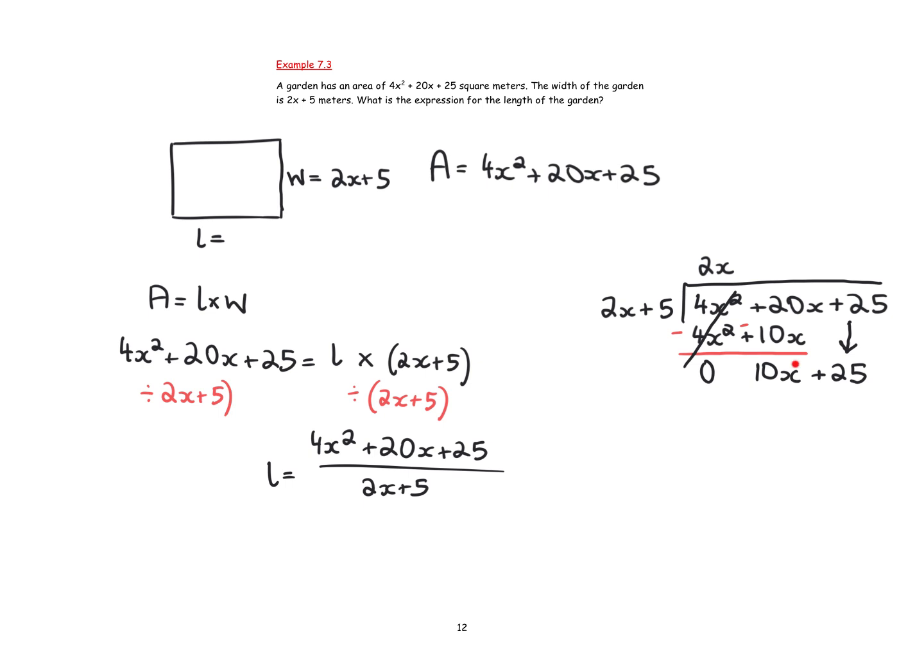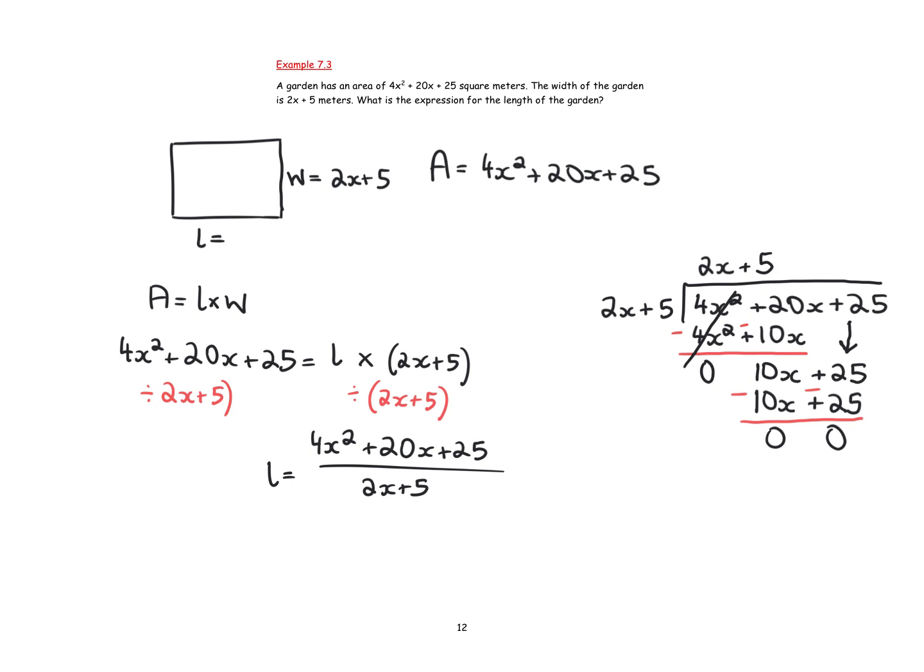Next, I have to ask myself, if I have 10x and I divide that 10x by 2x, what will I get? Well, if I divide 10x by 2x, I'll get plus 5. Then I multiply 5 by 2x and 5 by 5. When I do that, I'll be left with 10x, as 5 by 2x is 10x, and 5 by 5 will give me 25. Next, I change my signs, a minus and a minus. I underline and add the two lines together. We have 10x minus 10x, which is 0, and 25 minus 25, which is also 0.